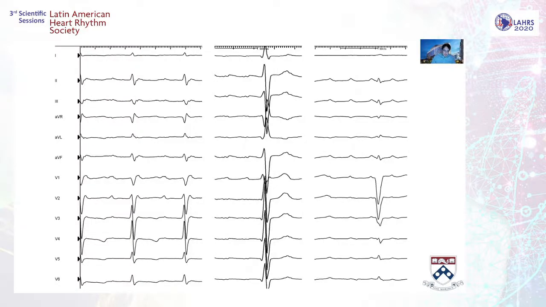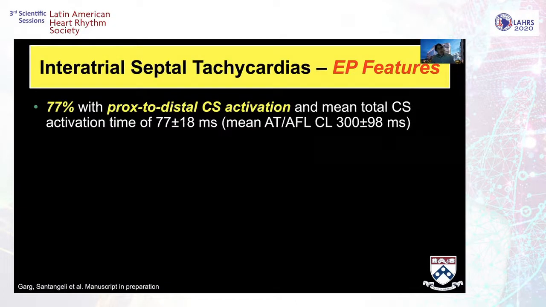Here you can see some examples of the typical ECG patterns encountered in these patients. Again, typically positive P waves in the inferior leads, in the anterior precordial leads with transition in V4, and typically predominant inferiorly directed forces. And here I'll show you the EP features.